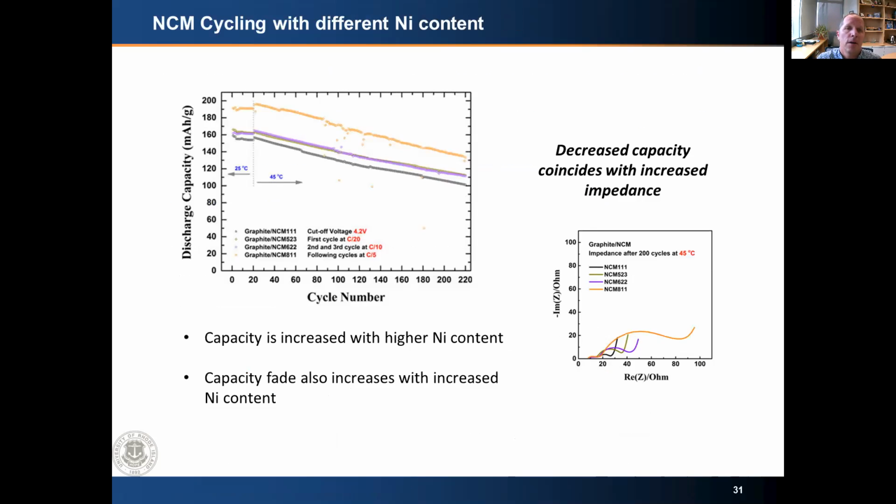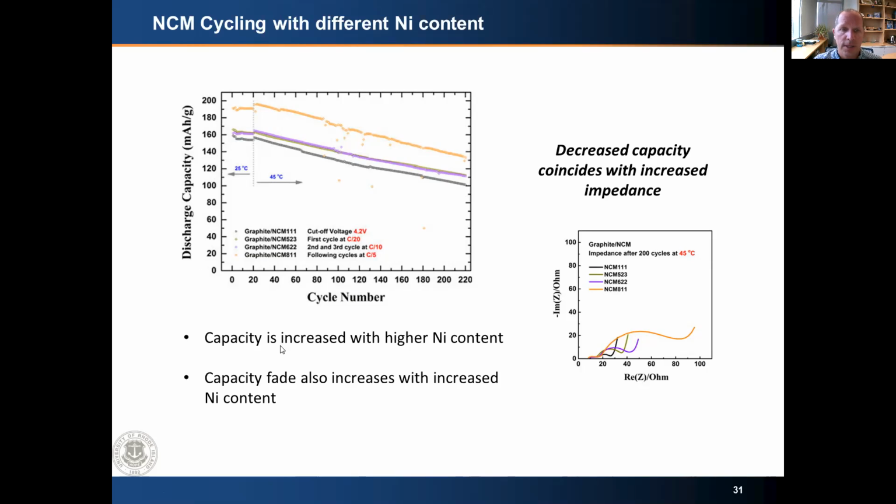So NMC cycling, when we investigate the NMC cycling with different nickel contents, what we can see is that by going from the 111 to the 523, which once again, these are ratios of nickel to cobalt to manganese, to the 622, and up to the 811, we start to see a significant increase in the capacity as we increase the nickel content, which once again is why there's a significant interest in increasing the nickel content of these NMCs, outside of the fact that cobalt is very expensive and toxic.